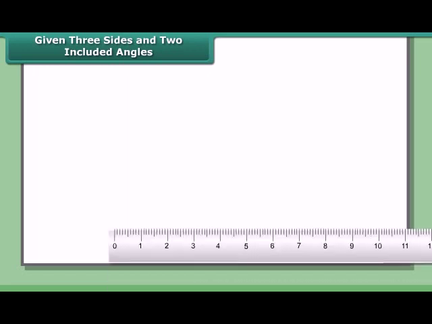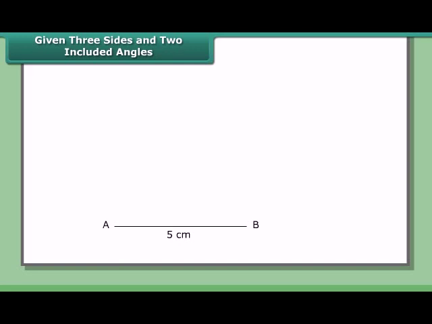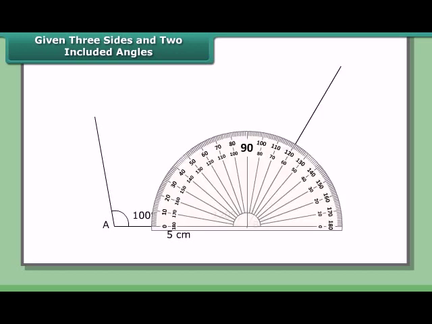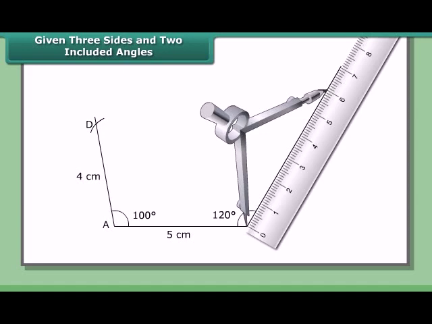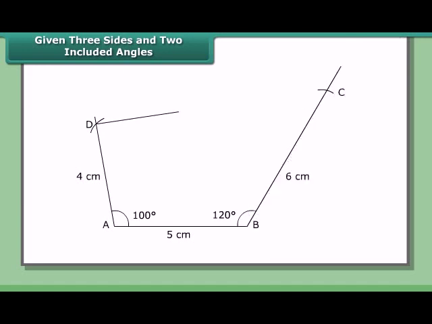1. Draw AB as 5 cm. 2. At A, draw an angle of 100 degrees, and at B, draw an angle of 120 degrees. 3. Mark off distance AD as 4 cm and BC as 6 cm. 4. Join CD. ABCD is the required quadrilateral.